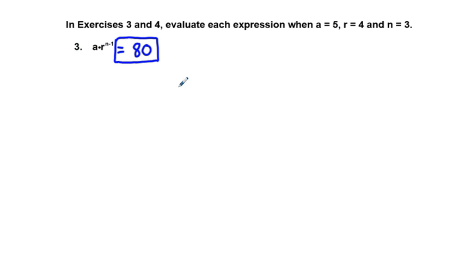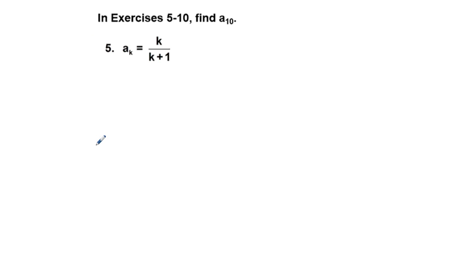A is 5, right? 5 times r, which is 4, to the power of n minus 1. Well, n minus 1 is 3 minus 1, so we got 5 times 4 squared, equals 5 times 16, which equals 80. Yeah, check.